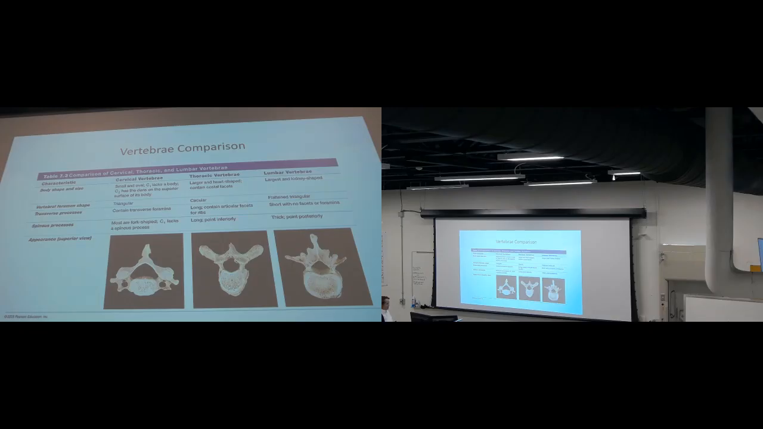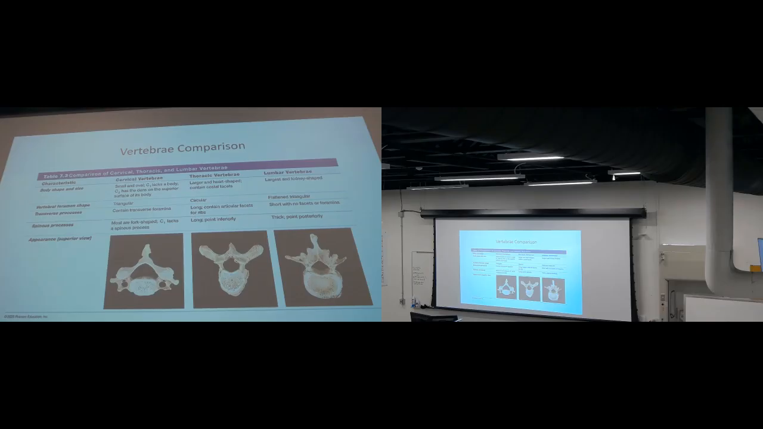Okay, so now for the vertebrae, the characteristics of vertebrae according to region. We have here cervical on the left, thoracic in the middle, and then lumbar on the right.